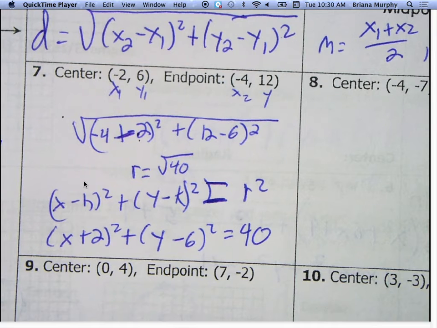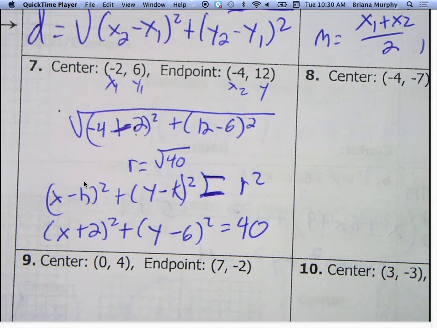Does everybody have this down? Do we need another second? I don't want to go too fast, but yeah. So what does 40 mean? That's the radius squared. So you'd have to take the square root of that to find the radius. Wait, what? How'd you find that?